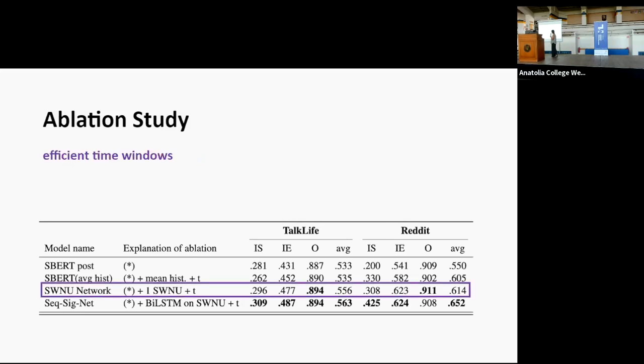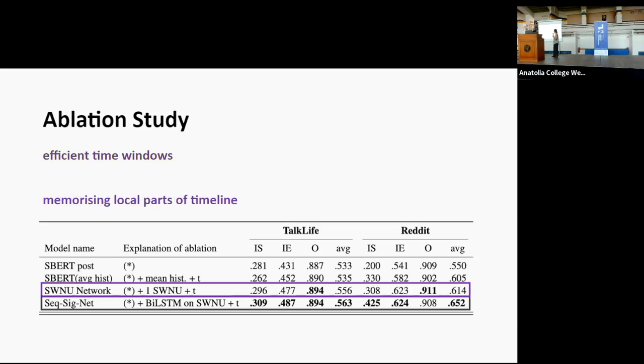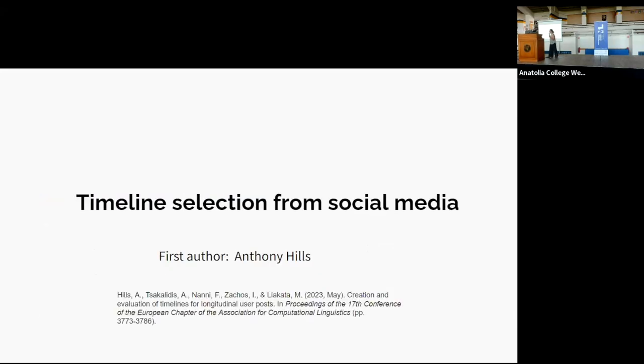And we saw that the benefits came from this new unit. So rather than going into the next piece of work, I'd like to stop here and take questions. I think we've got 15 minutes for questions.